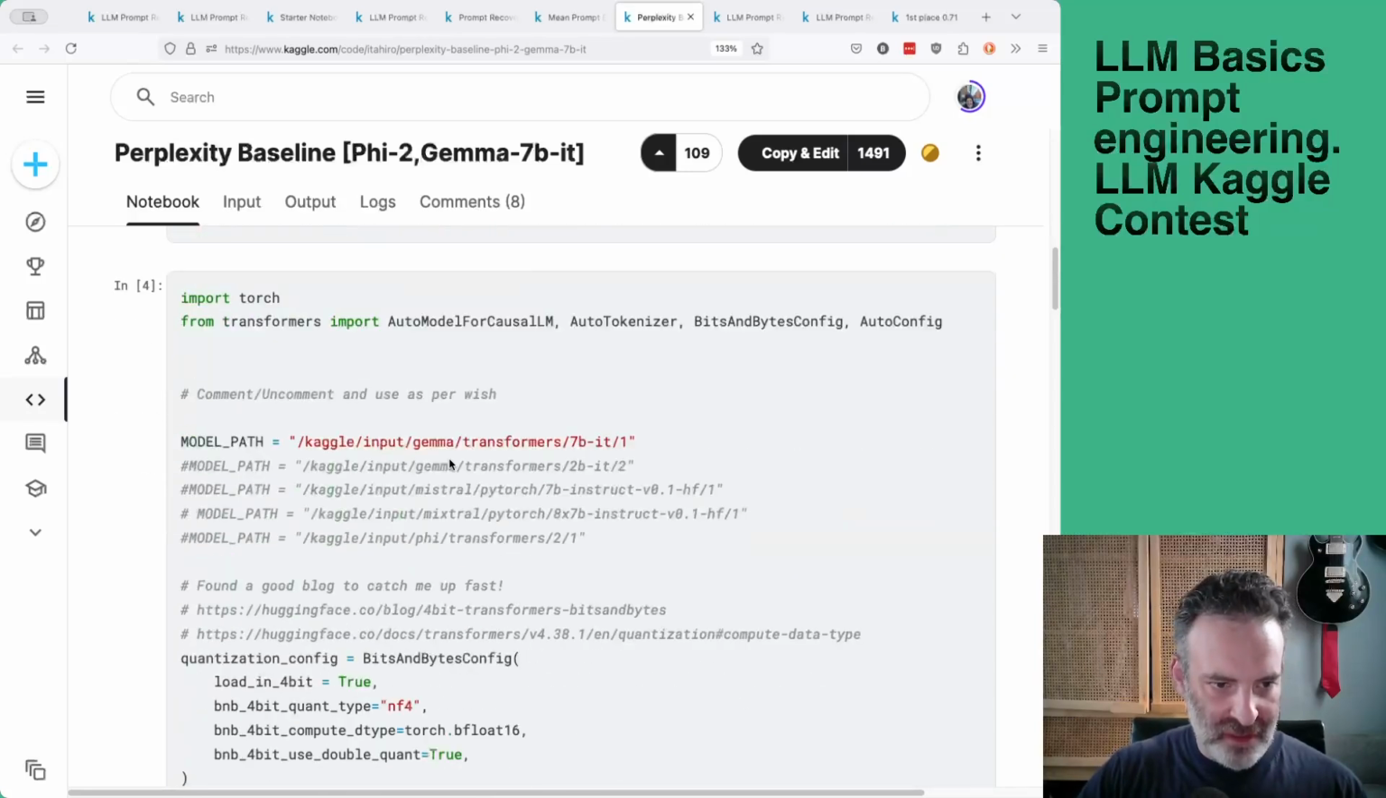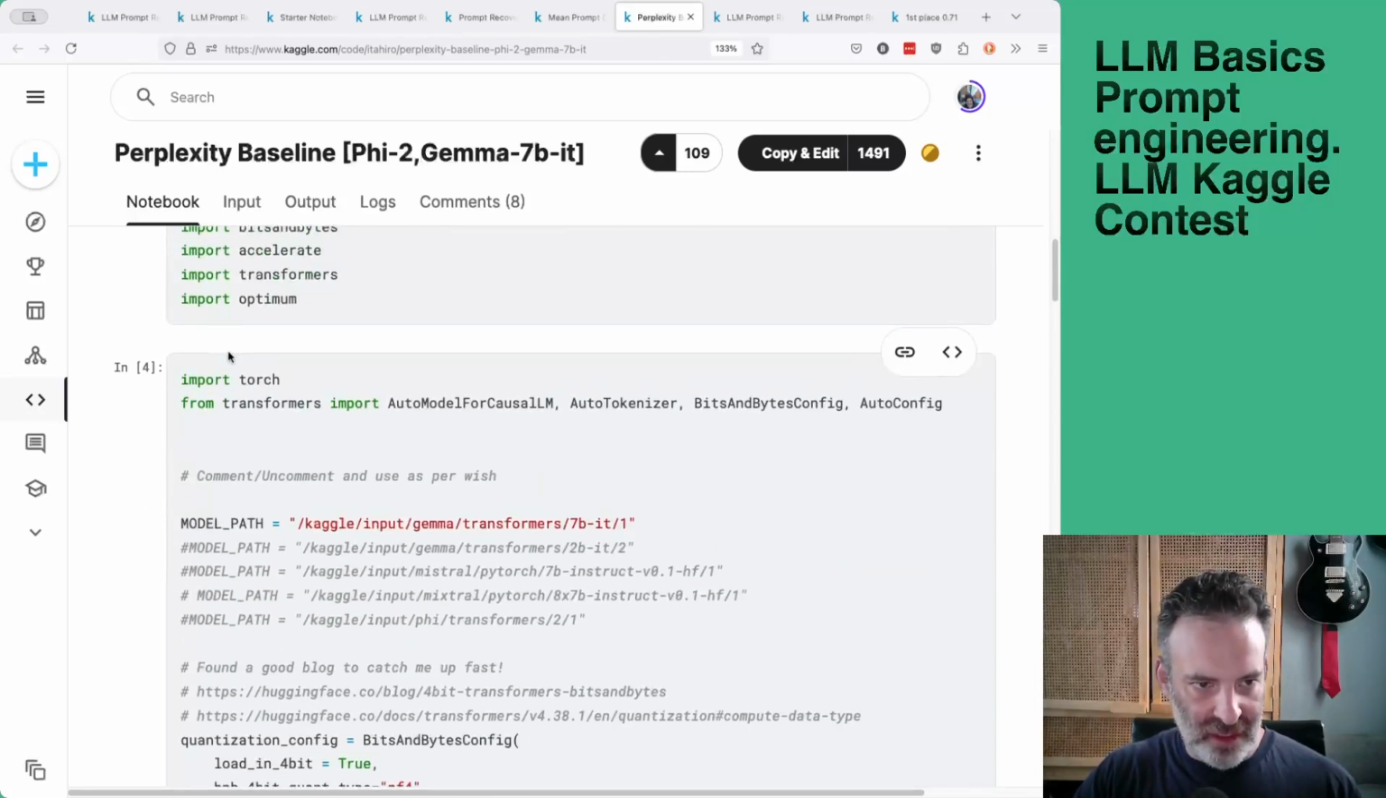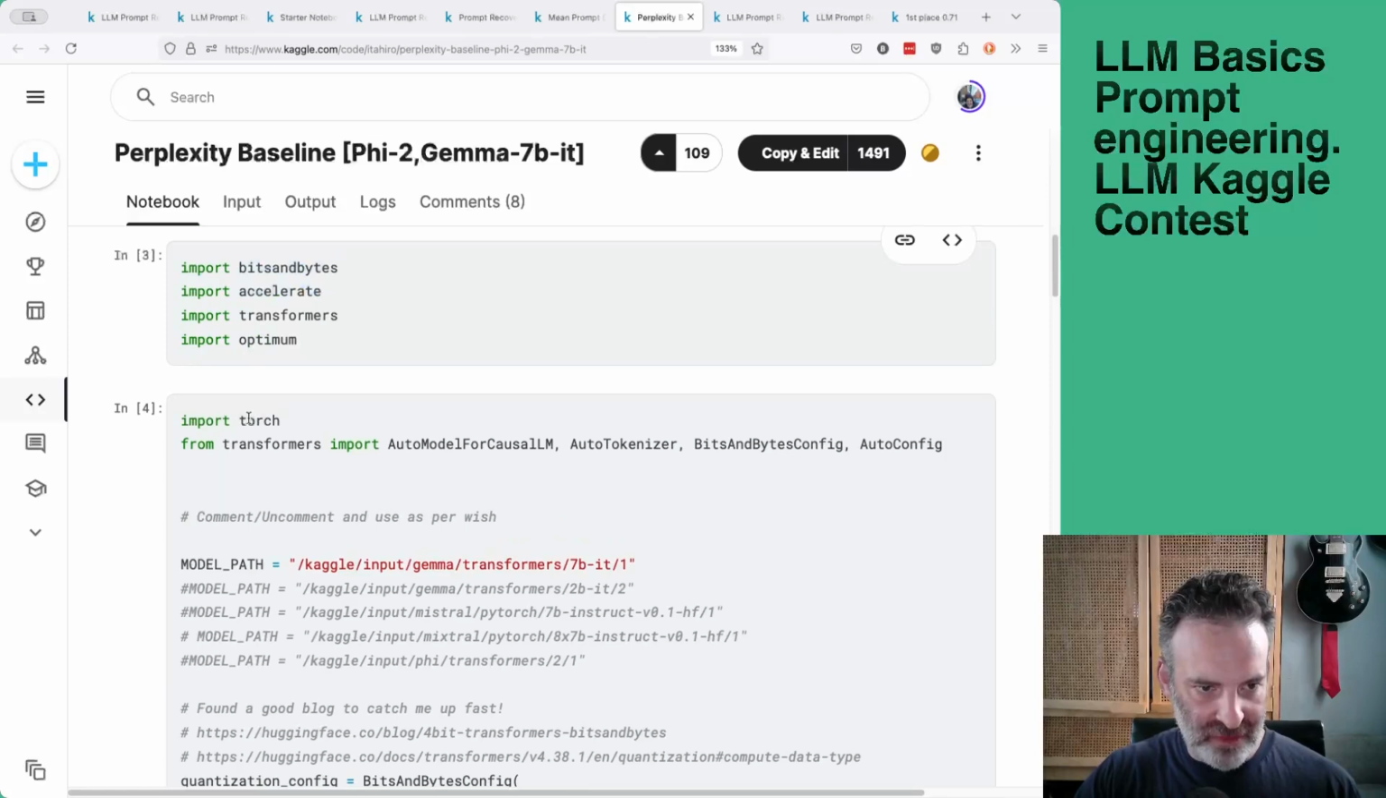So that's the basic way of loading this. We'll get to these libraries in a second. Torch is PyTorch. Transformers is the Hugging Face library. Hugging Face has all these really great libraries within it. All the auto stuff in Hugging Face is awesome.